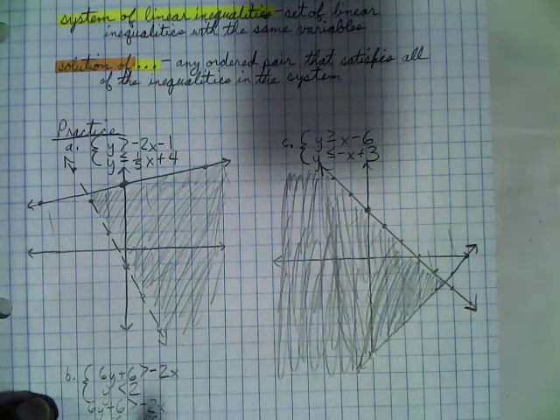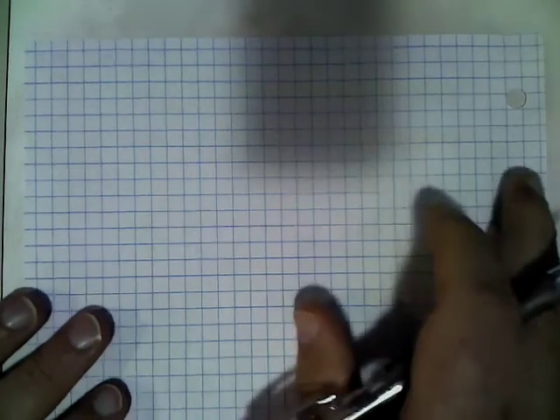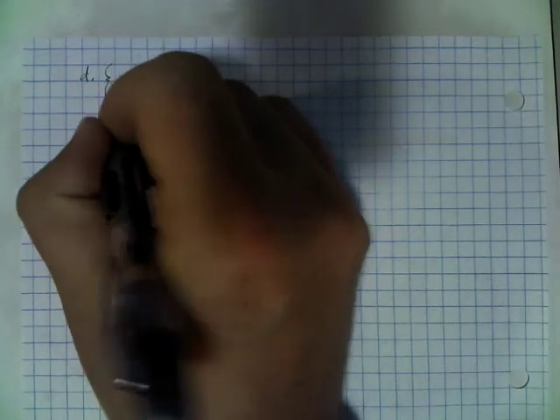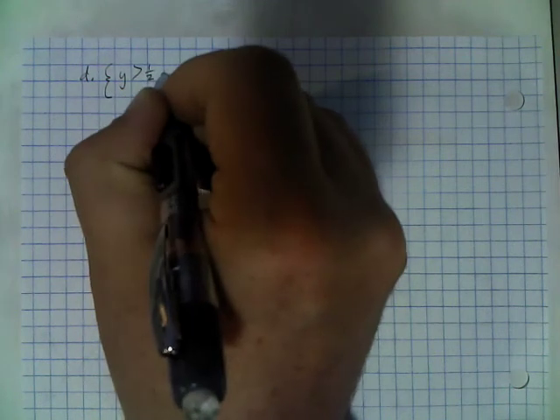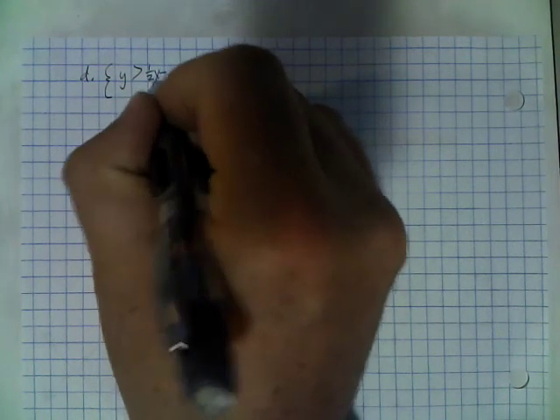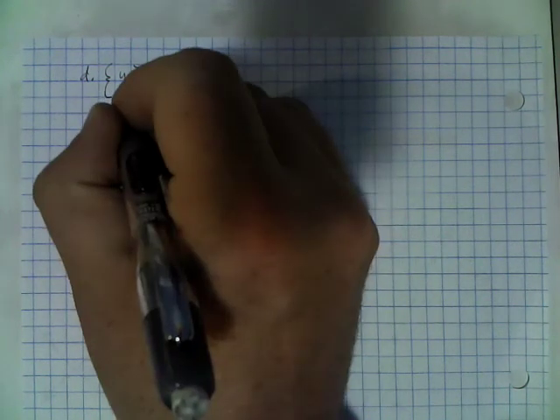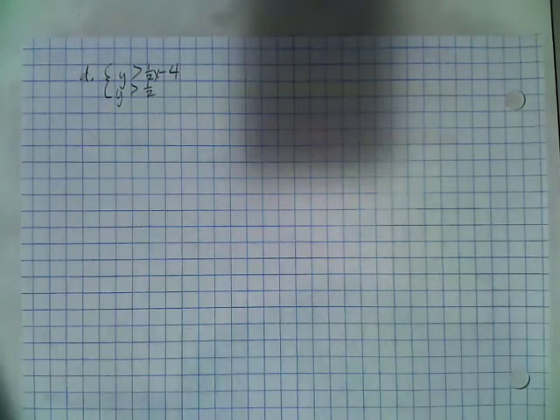For D, E, and F, I'm going to come to the back. I'd like to keep those three together. There's kind of a purpose in that. You'll notice some similarities between them. So D, I have y is greater than 1/2 x minus 4, and then y is greater than 1/2 x.